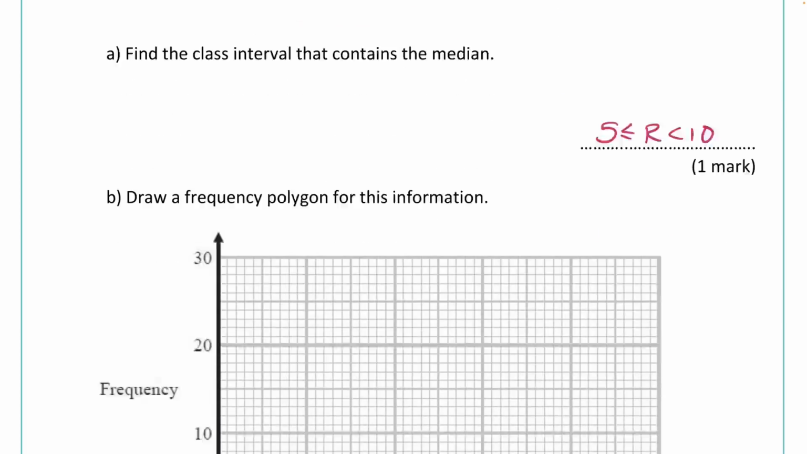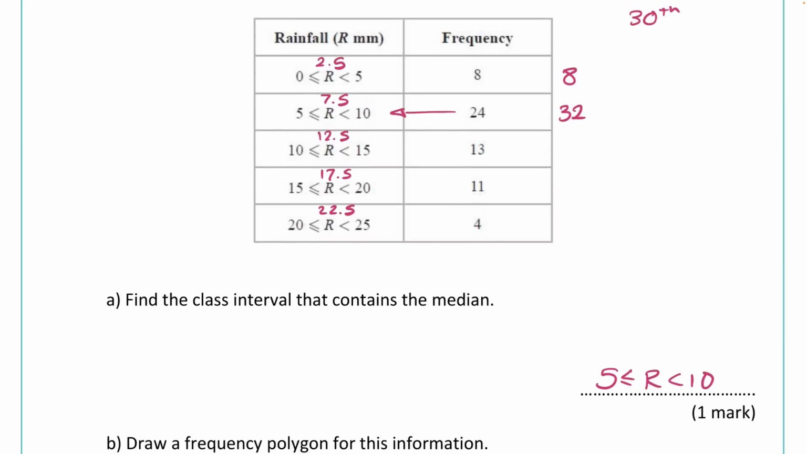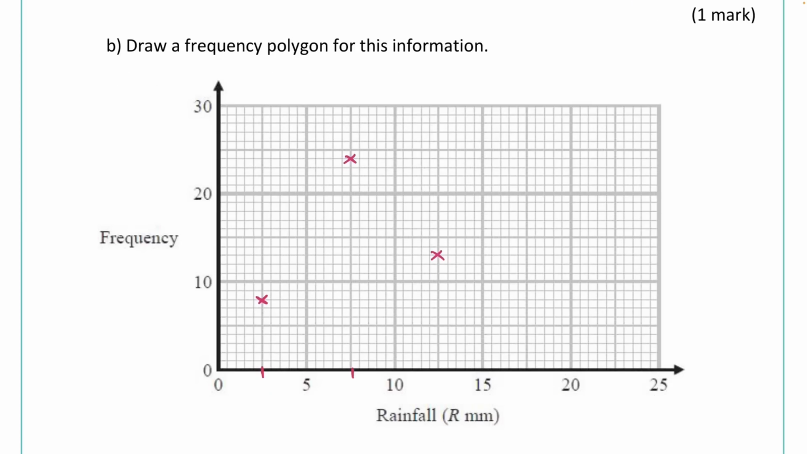So we have 8, 24 and 13. So 8, 24, which is here, and 13, which is here. And then for our next one, we have 11 and 4. So 11 is just above the 10, and then 4 is just down here.